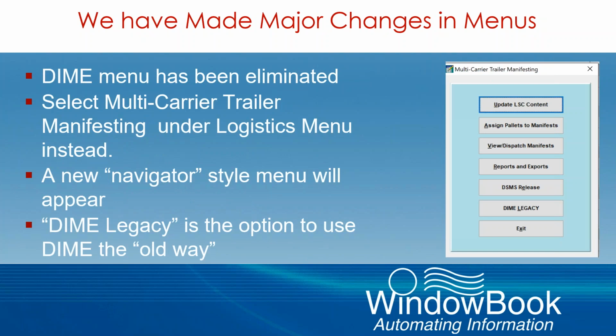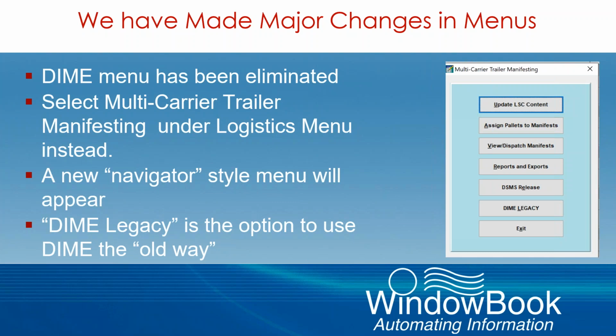Now, to accommodate this, we have made major changes in the menus. The DIME menu has been eliminated. So instead, you can select multi-carrier trailer manifesting under the logistics menu instead. There's a new navigator style menu that will appear, and its contents will include only the options that are based on your settings. For example, if you don't have a carrier selected for LSC, none of the LSC related options will appear.